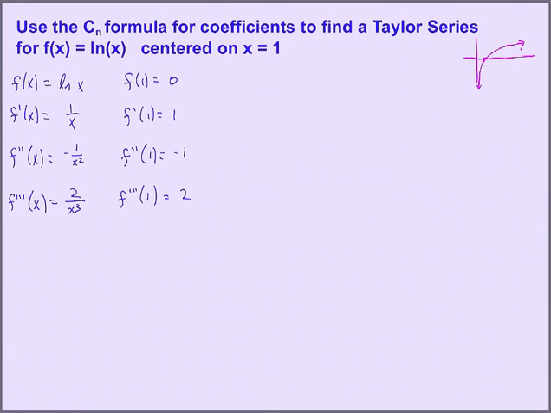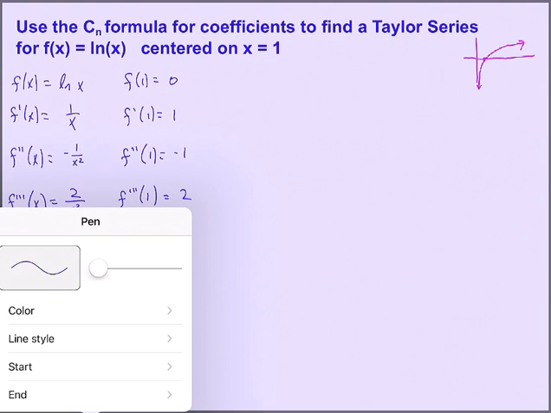And we see that, well, you know what, I'm going to do one more. The fourth derivative, it'll only take a second. Bring down the -3 and make that x to the 4th. So the fourth derivative here, evaluate that at 1, would be -6. Okay. Doesn't look like there's a discernible pattern there, but we'll see.